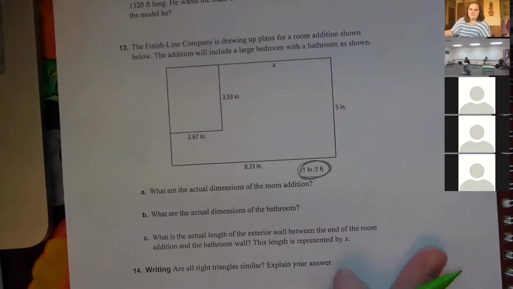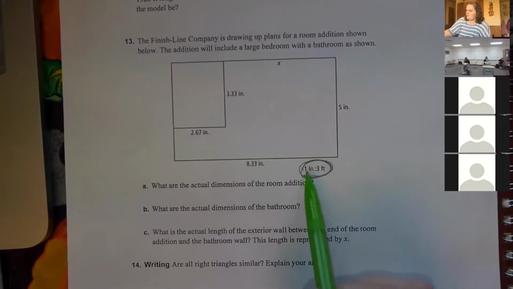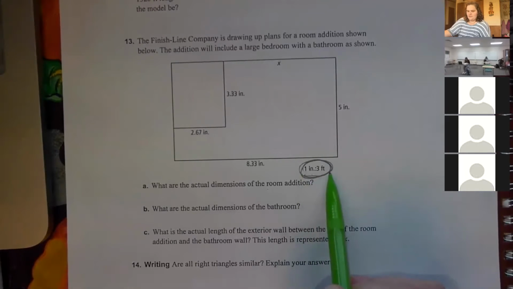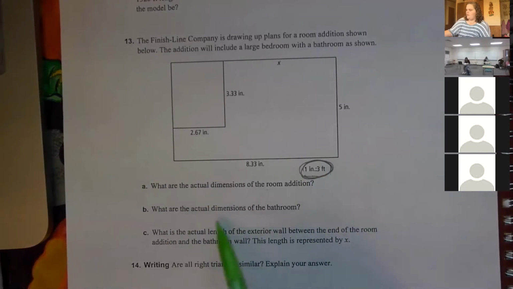Okay. This one, they're giving you the ratio down here on number 13. So that's going to be your thing. 1 inch is 3 feet. Okay. So then they're asking you for all the dimensions.